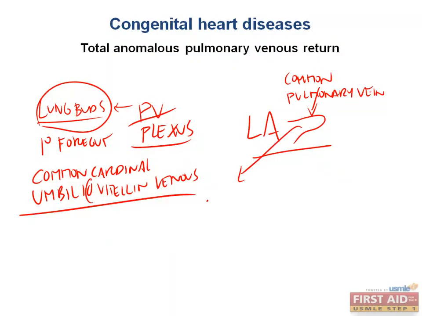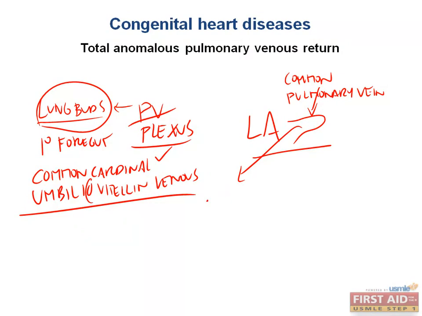This is bad. Why is this important? Well, if the pulmonary veins never hook up to the left atrium, what are they going to drain into? They're going to drain into whatever structures they are already connected with. The most common you will see is that the pulmonary veins remain connected to the cardinal or the fundamental venous system that is also part of the umbilico-vitelline vein structures.